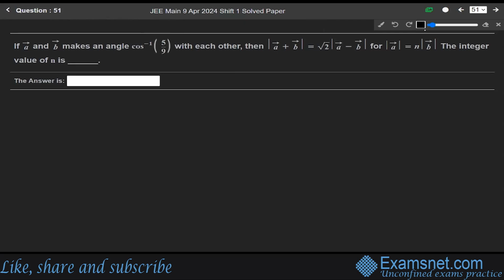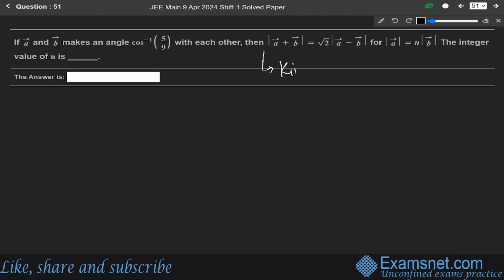So the next question is 51. If A and B make an angle cos inverse 5 by 9 with each other, then modulus of A plus B is equal to root 2 times modulus of A minus B. For modulus of A equals N times modulus of B, the integer value of N is? This question is from the chapter of kinematics, so we have to find the value of N here.